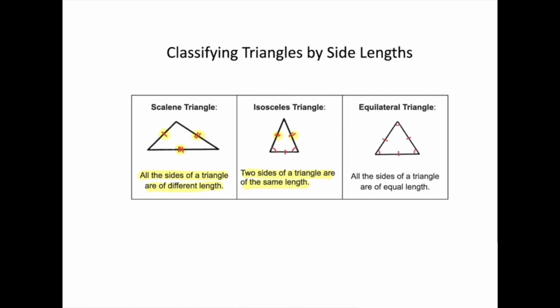The last kind of triangle that we can classify based off of the side lengths is an equilateral triangle. With an equilateral triangle, all the sides of the triangle are equal length. Notice that all 3 sides have 1 notch mark. That means all 3 sides are equal.